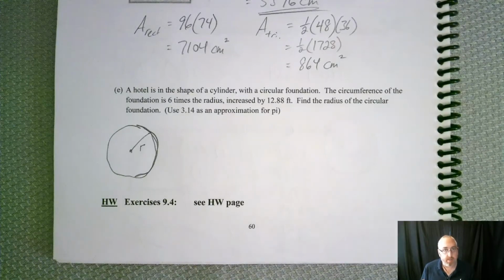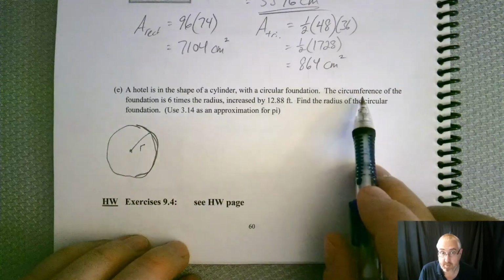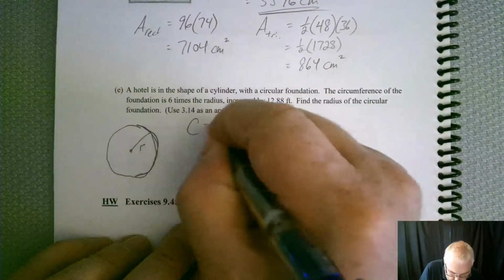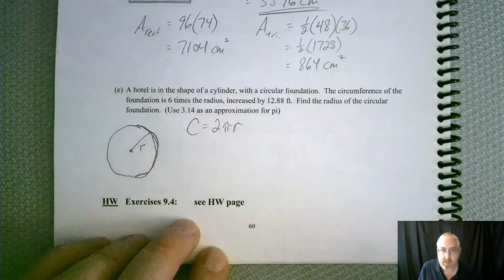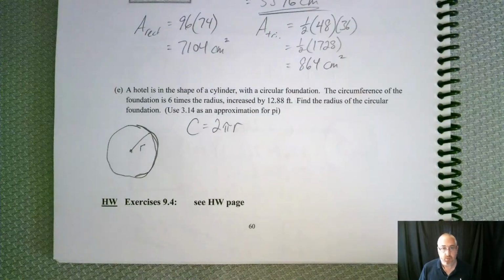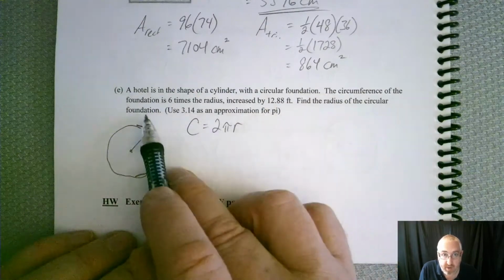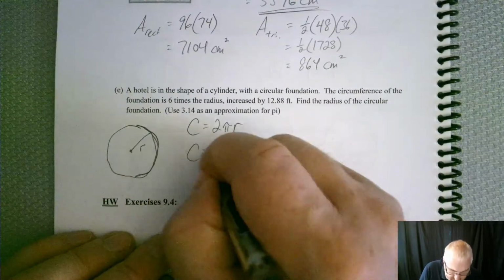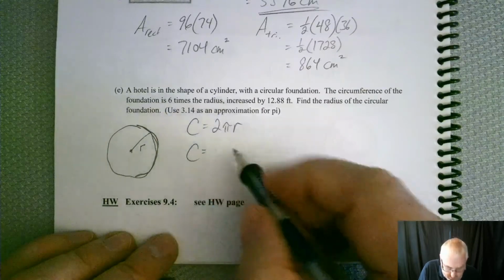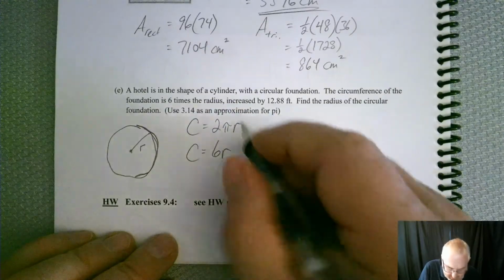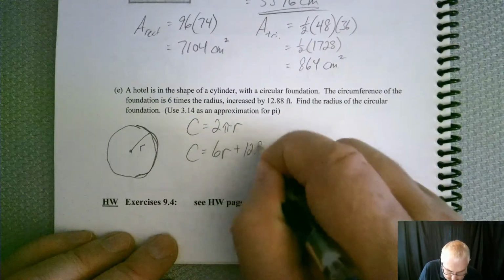So we're talking about circles, so we got that much down. And we're talking about circumference of circles. And we know we're looking at radiuses, or radii, excuse me. So automatically we know this formula is going to have to be in play. C equals 2 pi r. But they also give us a different interpretation. The circumference of the foundation, C, is 6 times the radius. So 6r increased by 12.88.